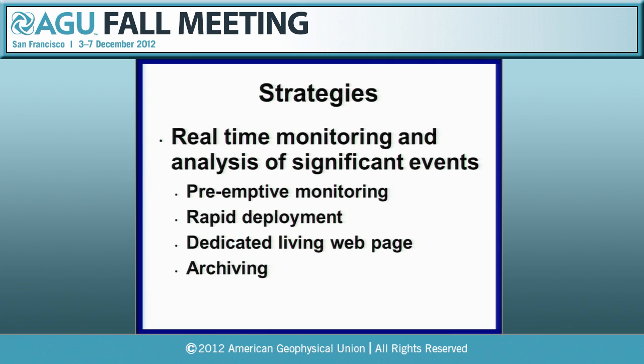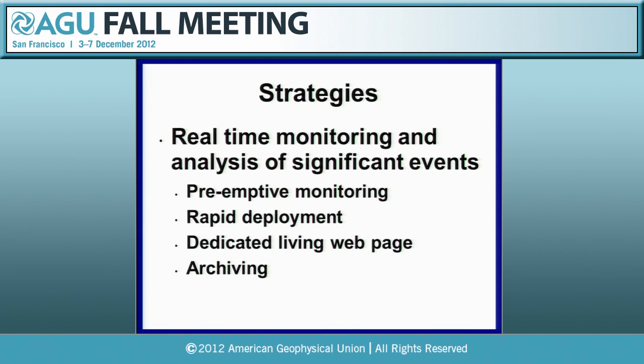A strategy might be really to focus on real-time monitoring and posting of results. I would also suggest we need some preemptive monitoring, that we saturate some areas where we may expect to get an earthquake in the future. We need the rapid deployment. We need a way of getting data out there, and as data comes in, the web page and all the results are updated so we can have locations, we can have moment tensors, but people could also be doing joint hypocenter inversion and updating that periodically. We've got to preserve everything and all the processing steps for the future.